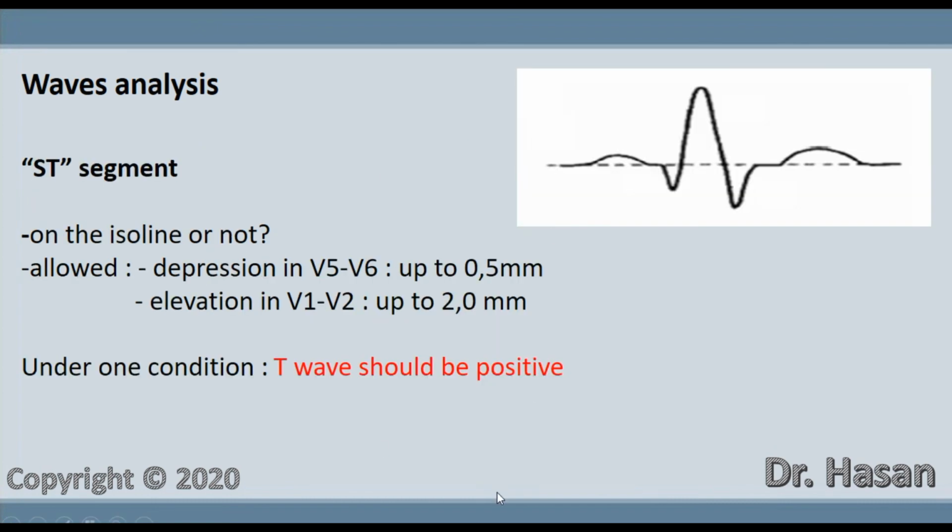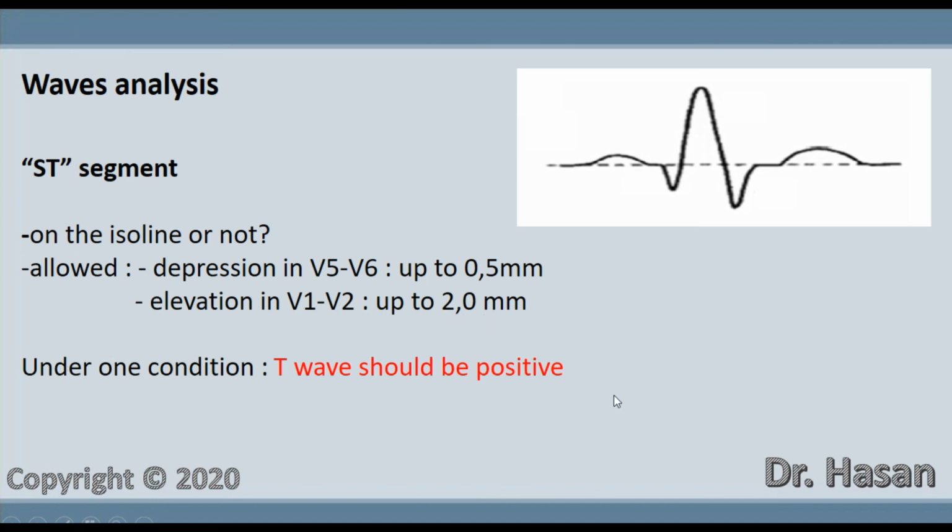ST segment analysis. When considering the ST segment, we pay attention to its location relative to the contour: whether the ST segment lies on the contour, above the contour, or below it. Normally, the ST segment should be on the isoline, but depression, in other words, below the isoline, in leads V5 and V6 is allowed up to 0.5 millimeters, and a rise, elevation, in leads V1 and V2 is allowed up to 2 millimeters.